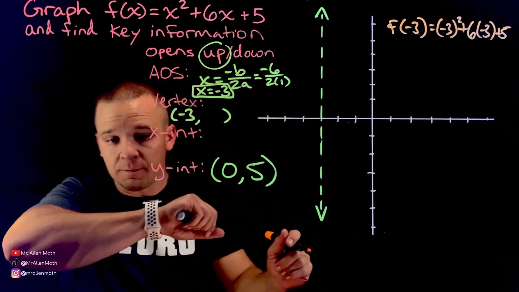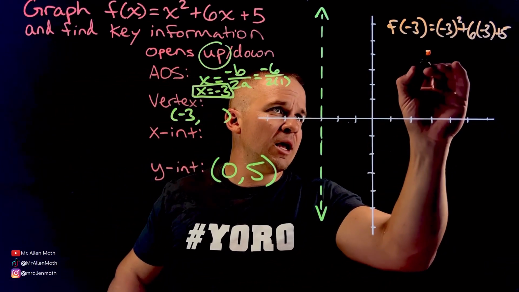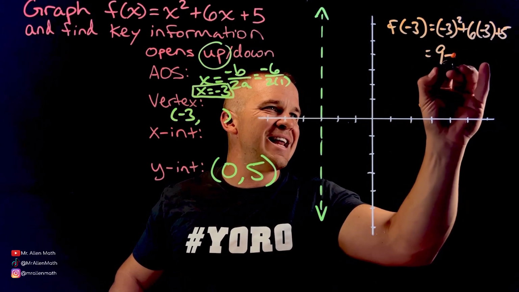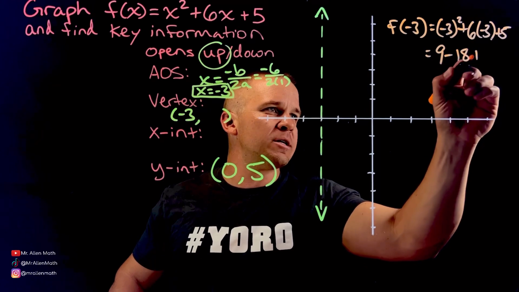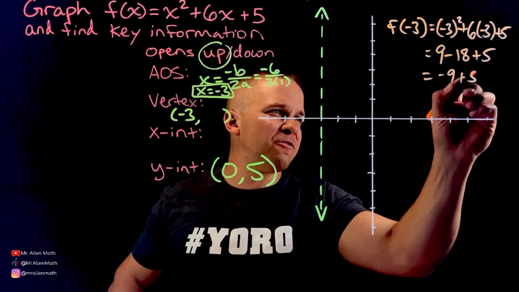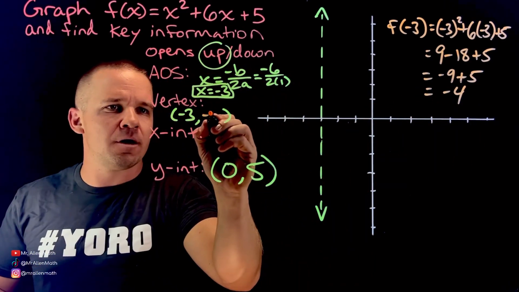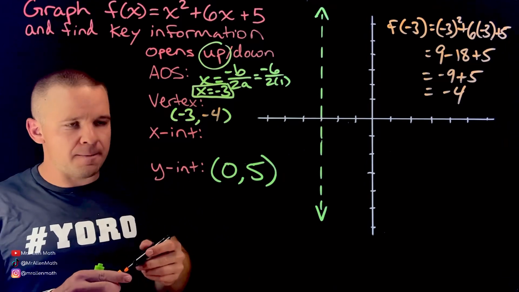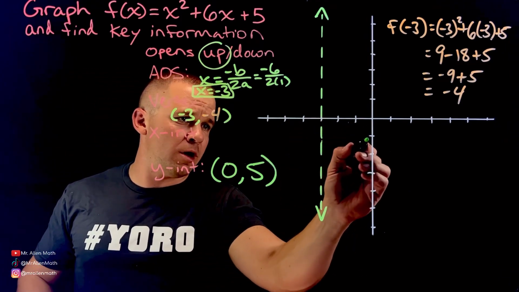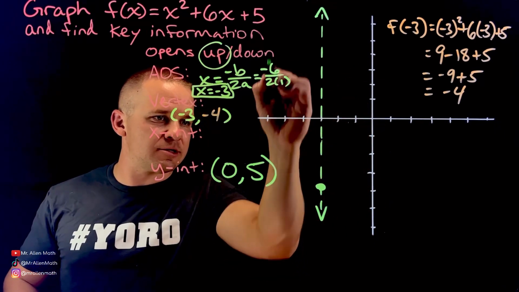Hopefully I didn't run out of room. Okay. Next up, we got -3 squared is 9. 6 times -3, that's -18 plus 5. Now I've got -9 plus 5. It's going to be -4. Beautiful. So I got -4 right there. All right. So I got my vertex. Let's go ahead and plot that thing. -3, -4. There it is. So it's going to look something like this.